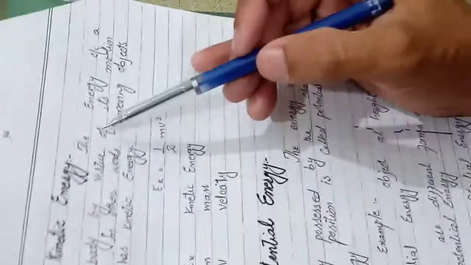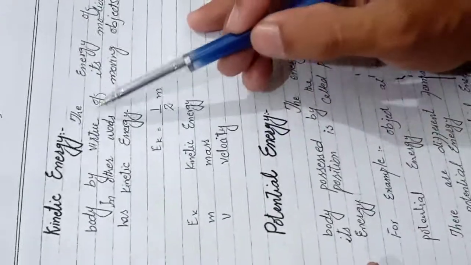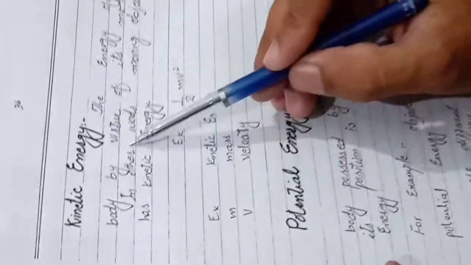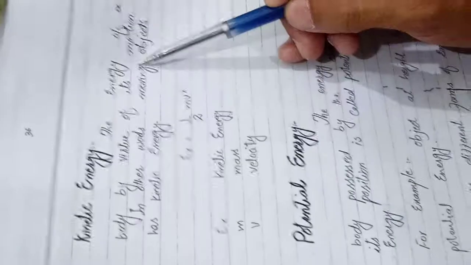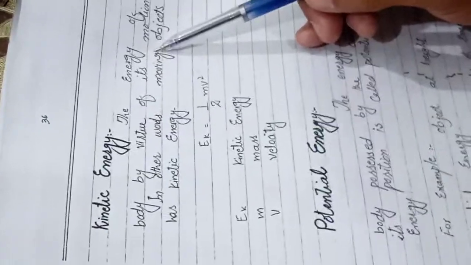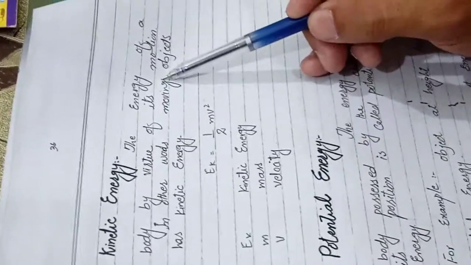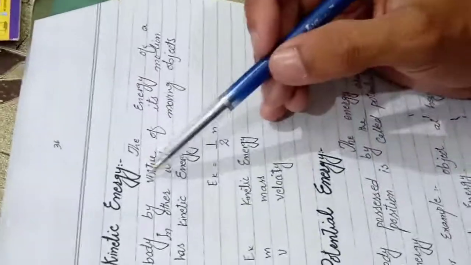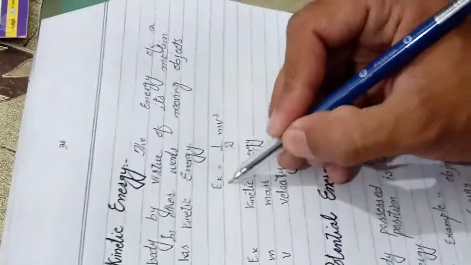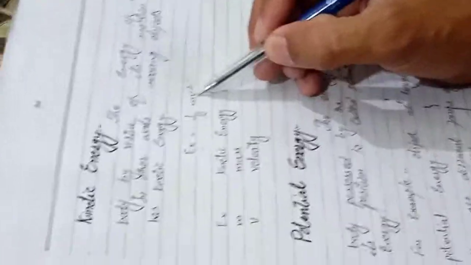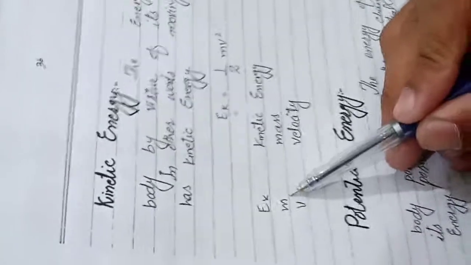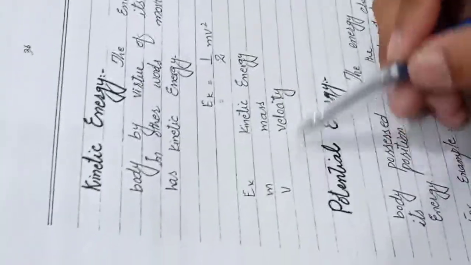First of all, we have kinetic energy. According to the definition of kinetic energy, it is the energy of a body by virtue of its motion, or in simple words, the energy of a body due to the motion of an object is commonly known as kinetic energy. It is denoted by EK and its formula is 1/2 mv squared. Here EK is the kinetic energy, m is the mass, and v is the velocity.